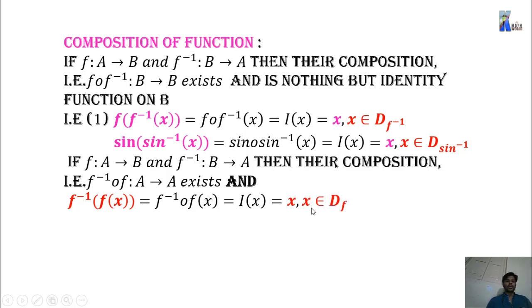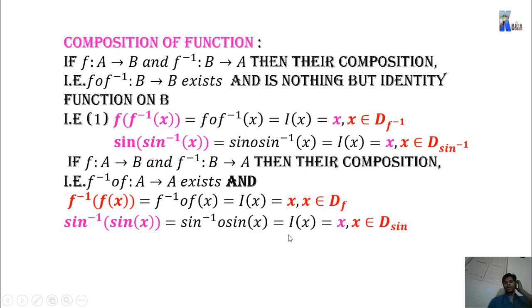So the answer should be x, and this time x lies in the domain of f. Why? Because you can see here f is applied on x. f is applied on an element of the domain. So you can say either A, or you can say domain of f. In the same way, suppose you write f inverse as sine inverse and f as sine, then in the same way what is the answer? x, and this time x belongs to which one? Domain of sine.